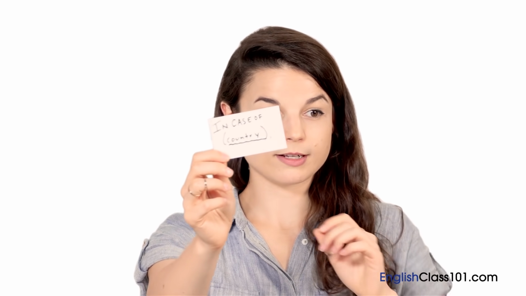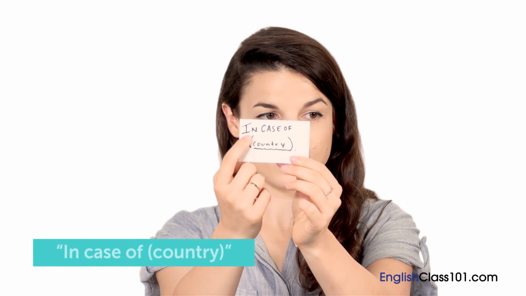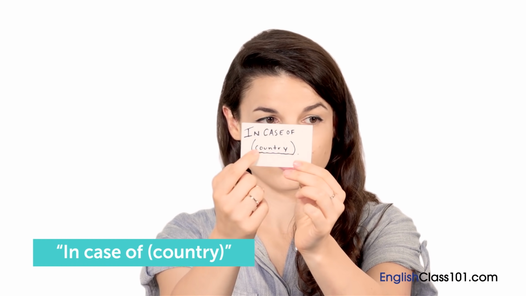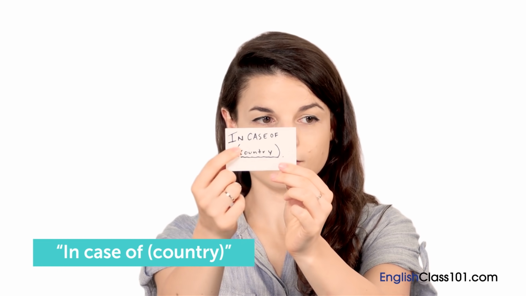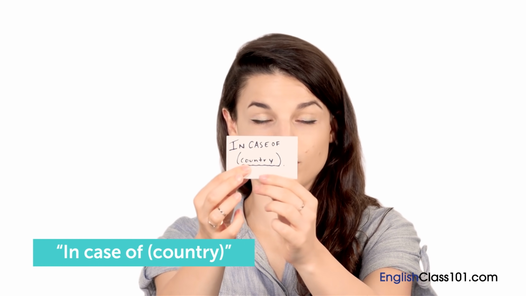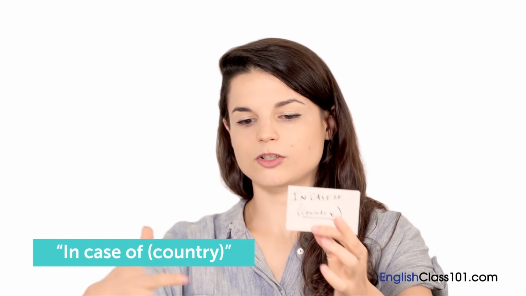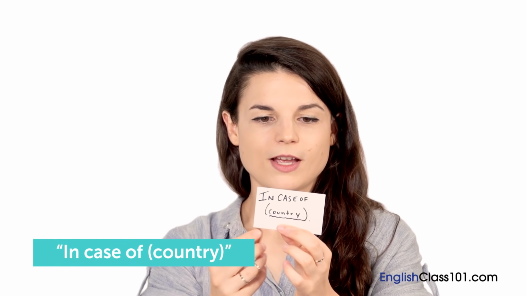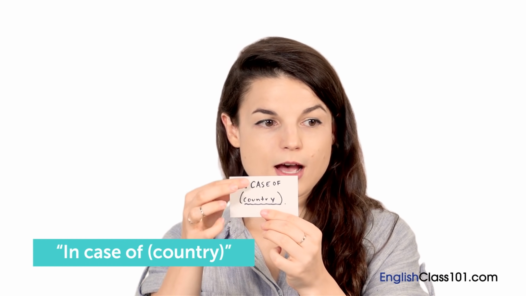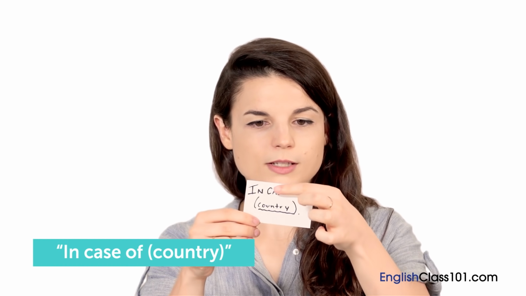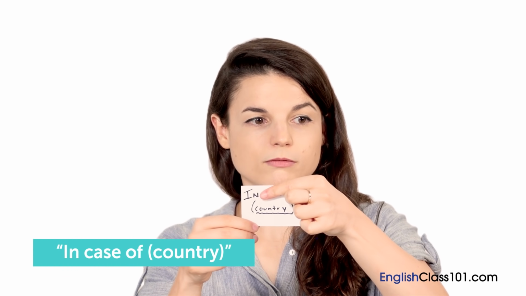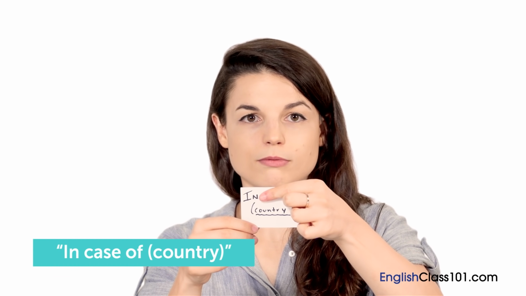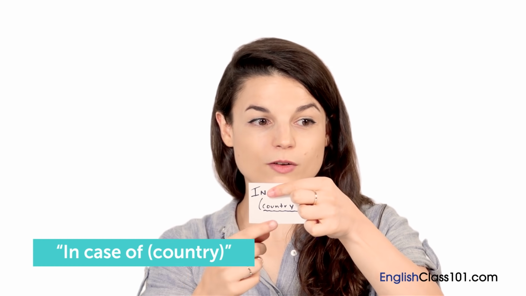Perhaps. Okay. And then another one that I've heard a lot recently is this phrase, "in case of," and then a country. So for example, "in case of China," "in case of Egypt," or whatever, where someone is trying to explain the political situation or a policy in that country. But actually, you don't need to use "case of," just "in China," "in Europe," "in Japan," whatever. You don't need to use "case of."